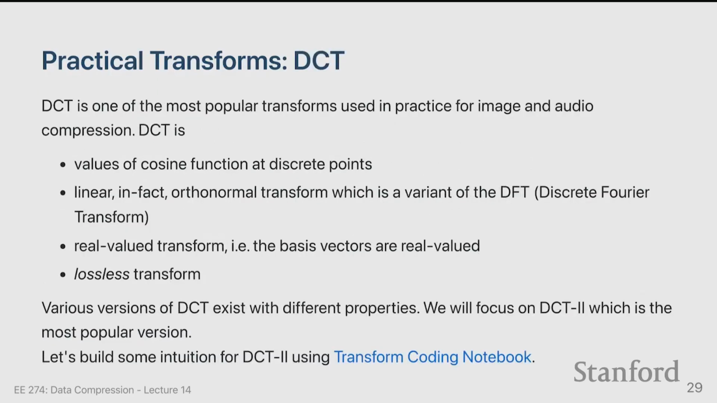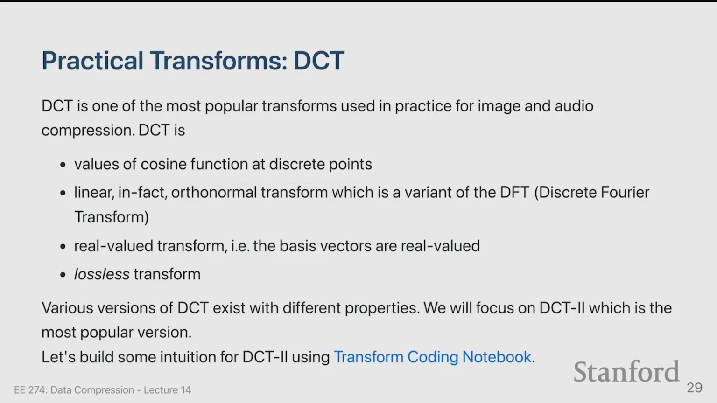And so DCT actually is, like I said, one of the most popular transforms in terms of compression. In the compression world, it's really popular. But depending on your application, you might hear about DFT and many other transforms. Let me just give some summary if you have never heard about DCT before. It's basically the discrete cosine transform, so it's basically values of a cosine function at discrete points.